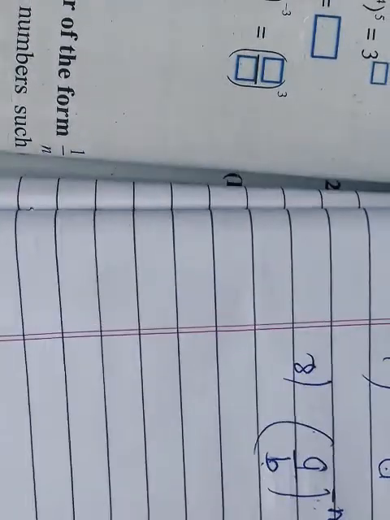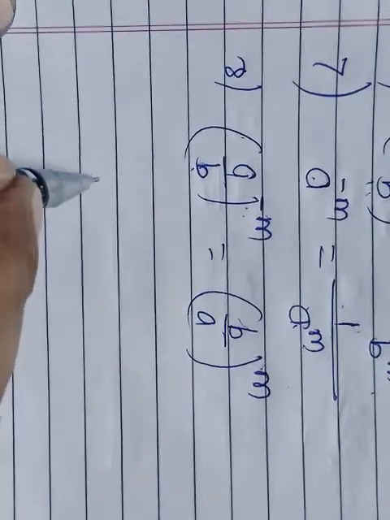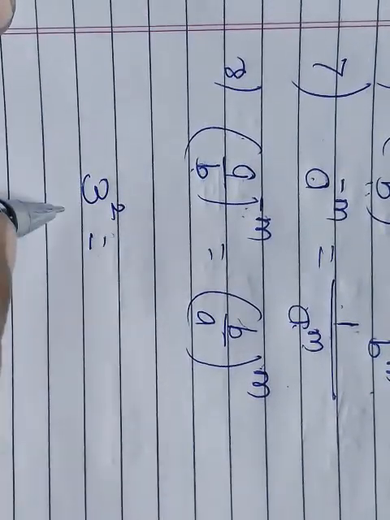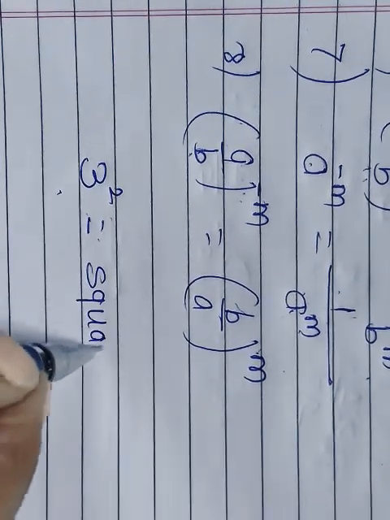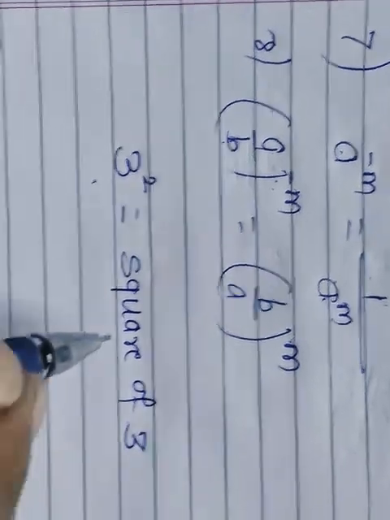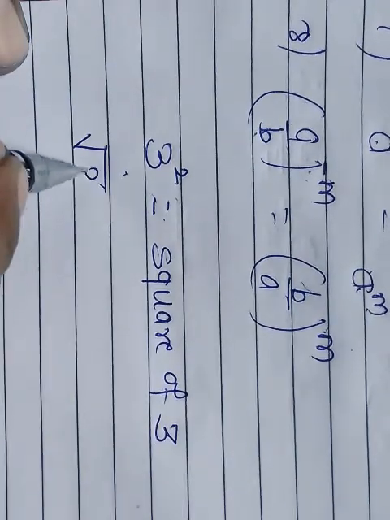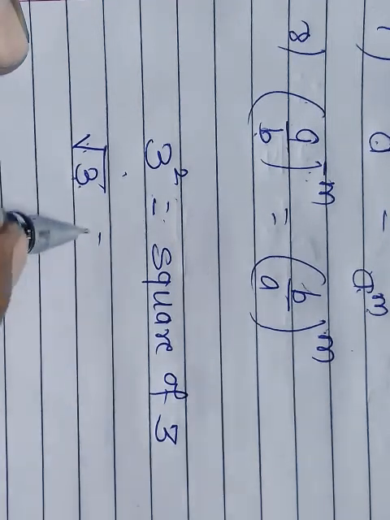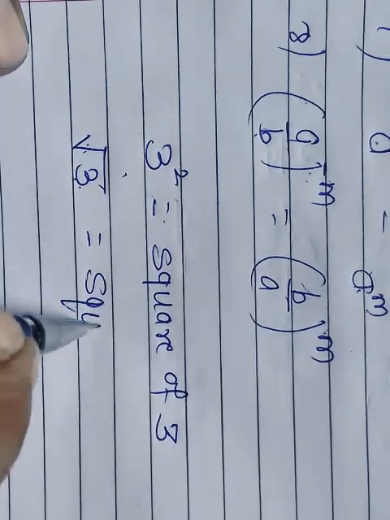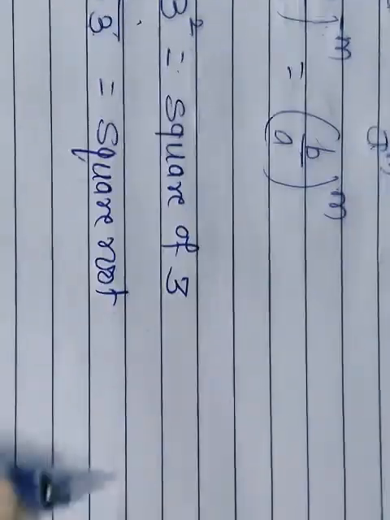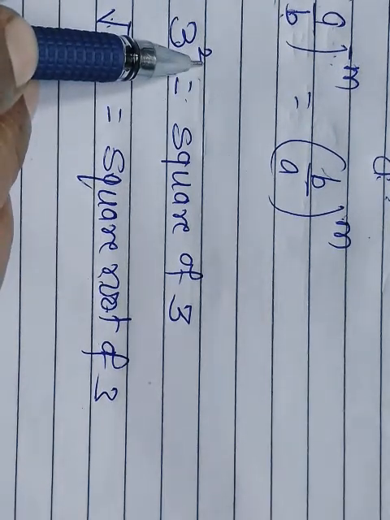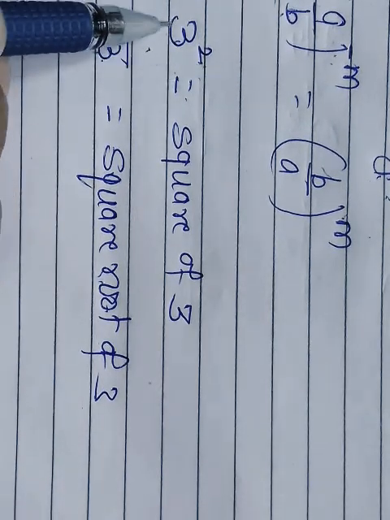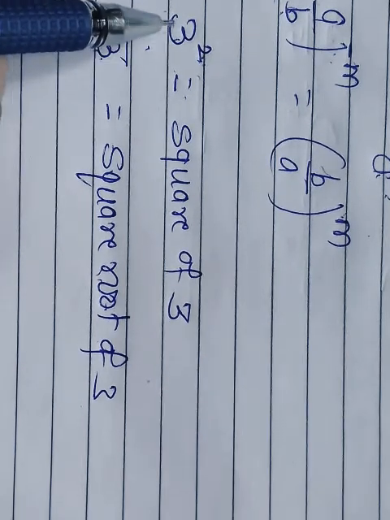Now next, we studied the square, 3 square, this is how it is read. Then the square root of 3, we have to read as the square root of 3. How will we write the square root of 3 in index form? In index form, 3 raised to 2 we read as the square of 3, and we write and read it in index form.